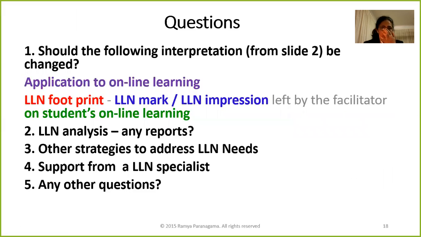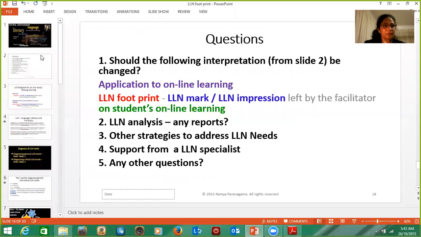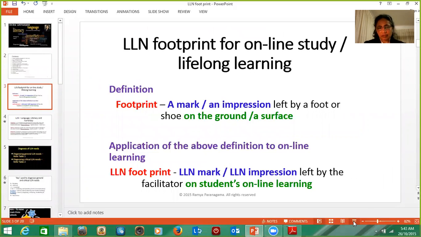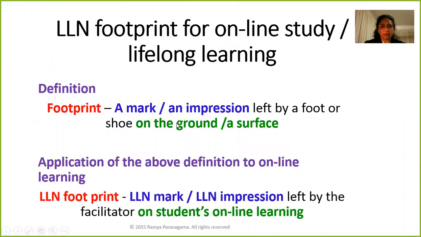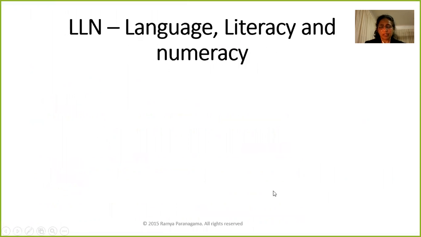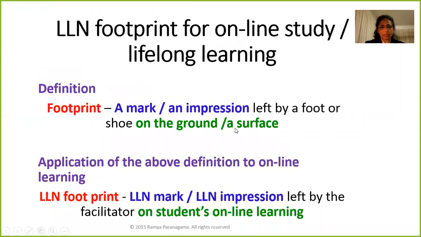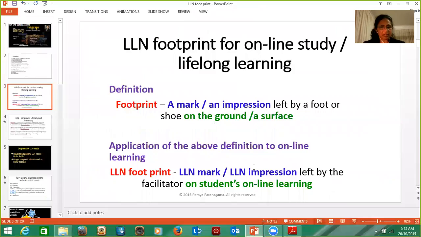Now the questions. So we're going back to interpretation. Should the interpretation be changed? Let's look at the interpretation. Yeah, here it is. So this interpretation is how it was initially defined and applied. If you think that it has to be changed, please send an email to my personal email address, which is ramya@maxnet.co.nz, so that I can see what additions I could make to develop this model. So that's one way of looking at it.